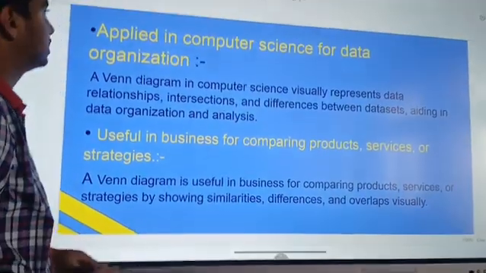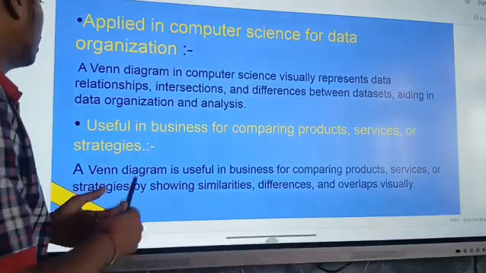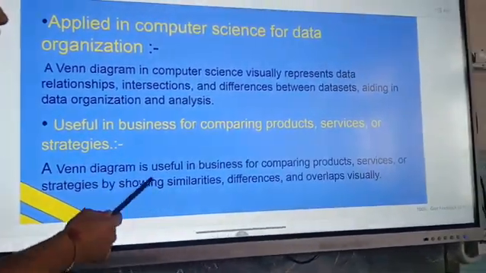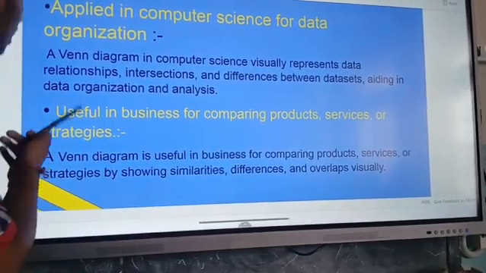The second application is in computer science for data organization. A Venn diagram in computer science visually represents data, relationships, intersections, and differences between data sets, aiding in data organization and analysis.